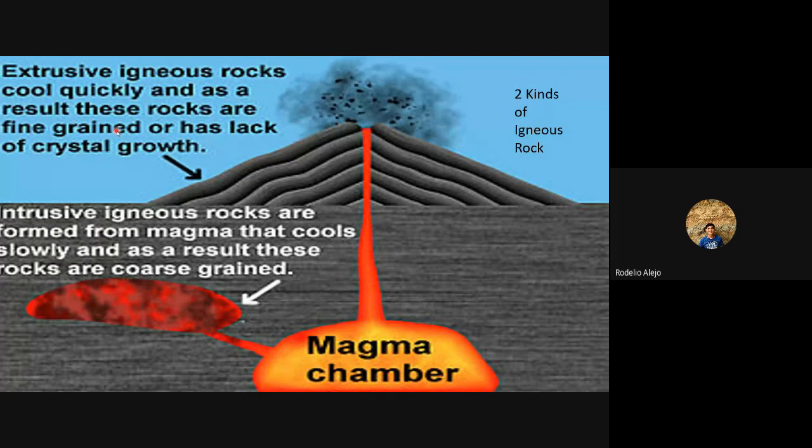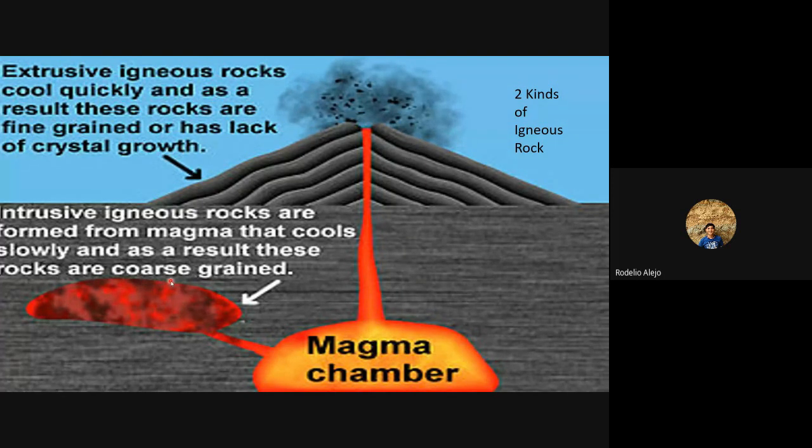So that will result in a fine-grained igneous rock, wherein magma, when solidified below the surface of the earth, is considered an intrusive igneous rock. But because of the higher temperature, mas mainit sa ilalim, mas matagal mag-solidify yung magma. So that will yield a coarse-grained igneous rock.